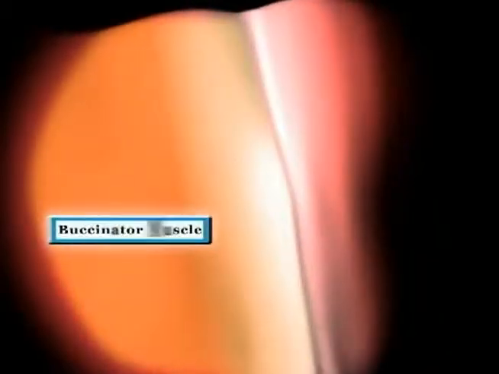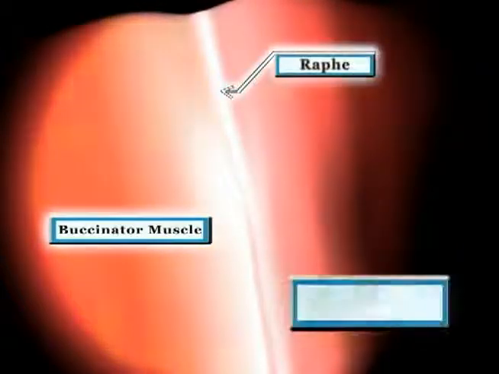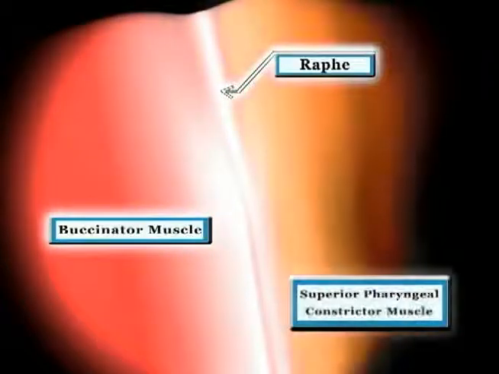Soon, after penetrating the mucosa, we enter the buccinator muscle, just lateral to the actual raphe, which connects the buccinator muscle to the more medial superior pharyngeal constrictor muscle.